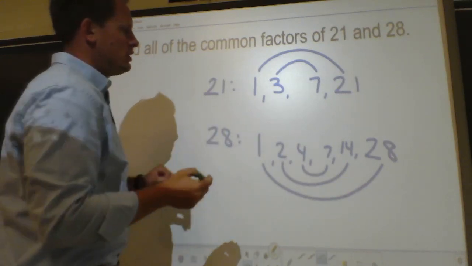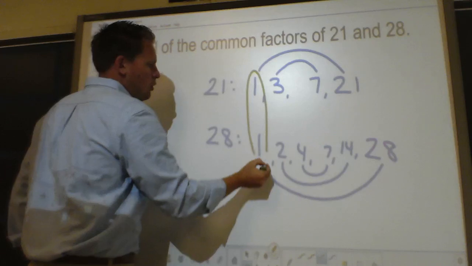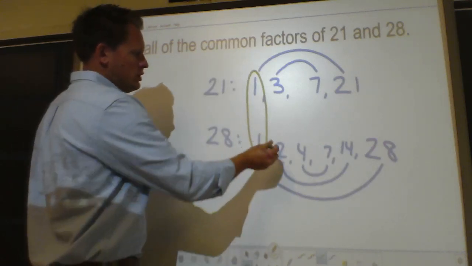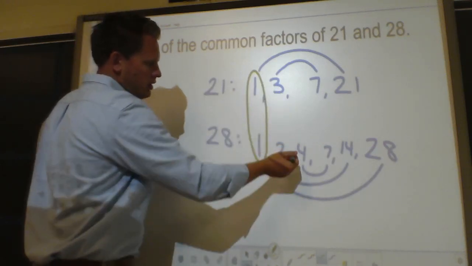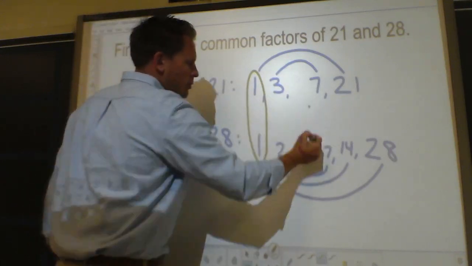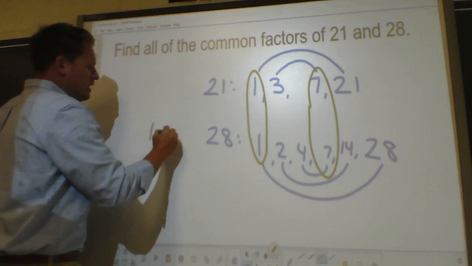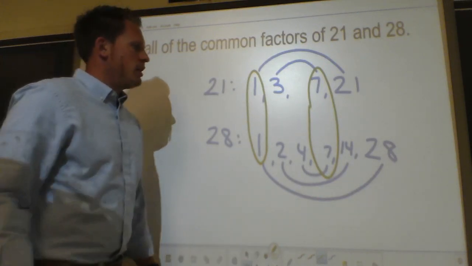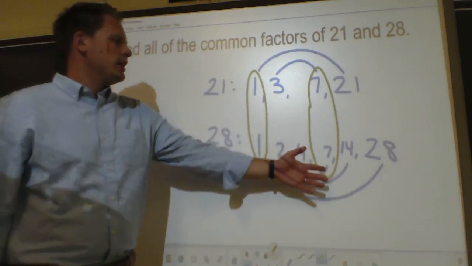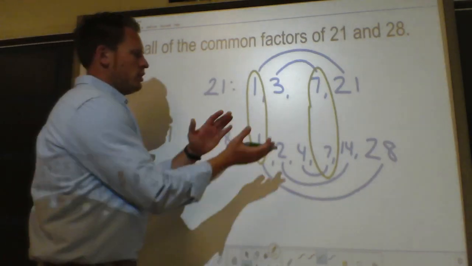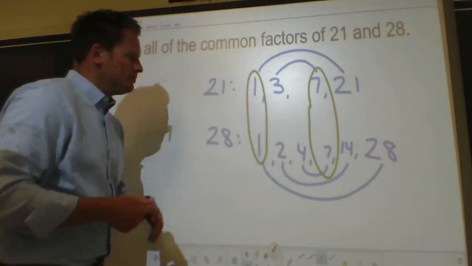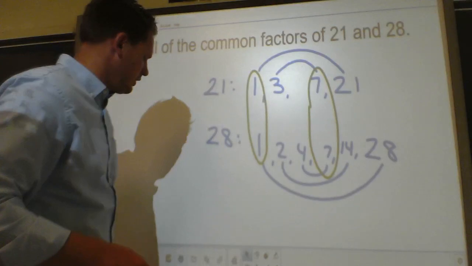the common factors, right? What are the common factors? 1. 1 is a common factor. Is 2? No, because there's no 2 up here. Is 3? No, there's no 3 down here. Is 4? No, but a 7 is there. All right, so what are the common factors? 1 and 7. And again, just a reminder, what is the greatest common factor? It's 7. And all that means is it's the largest of the common factors. Okay, very good.